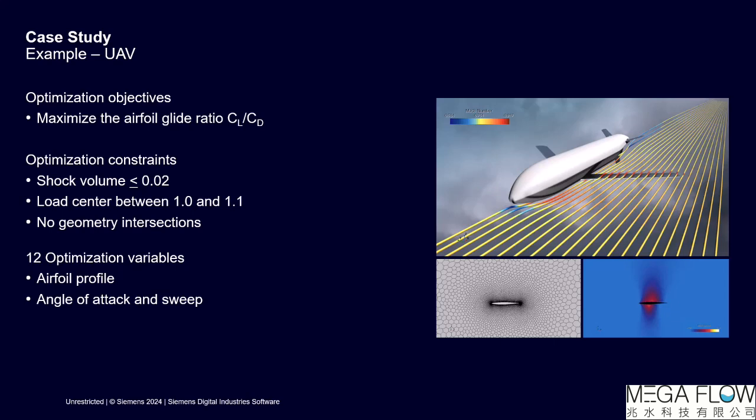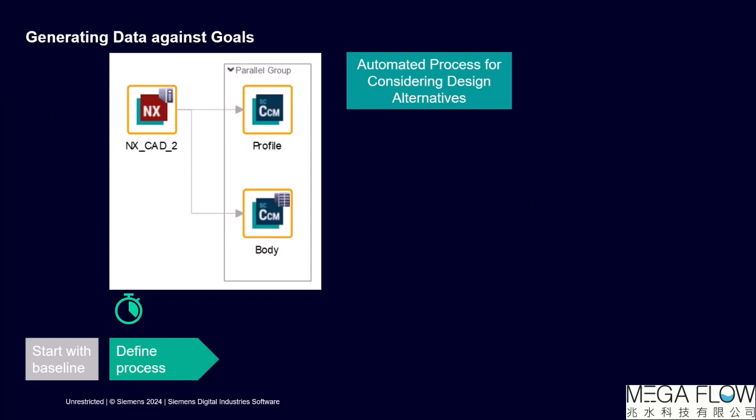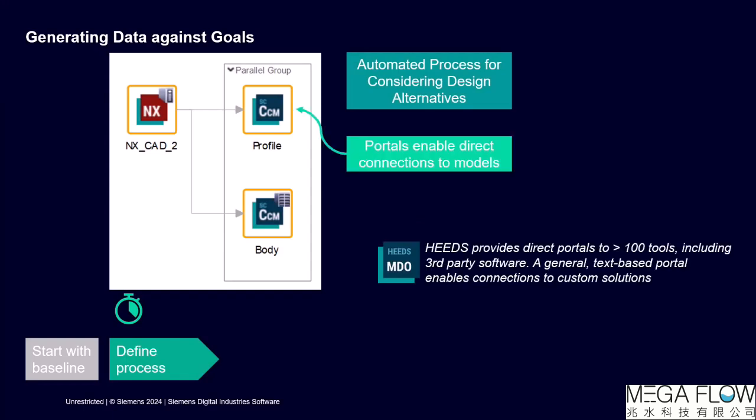The NX parametric CAD has been built such that there are 12 geometric variables, 10 of which determine the shape of the airfoil, and 2 of which the shape of the wing, notably the angle of attack and the sweep. With an aim of generating our data against the prescribed goals, we first start with a validated baseline design. We then build up our automated process within HEEDS, leveraging portals or direct interfaces to NX and Simcenter CCM Plus.